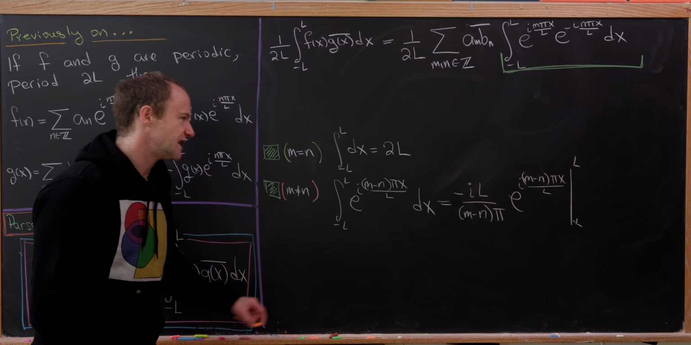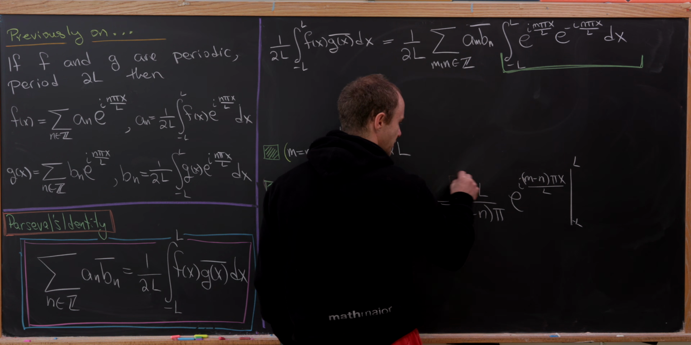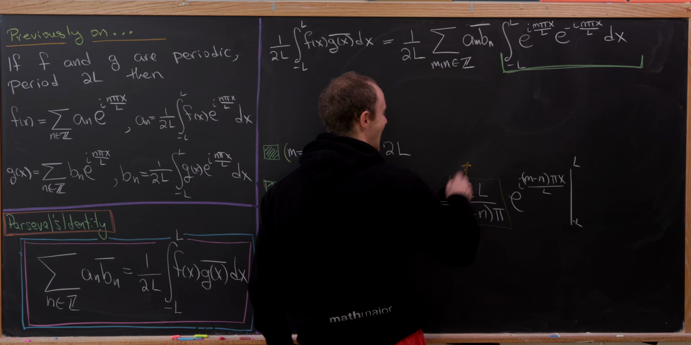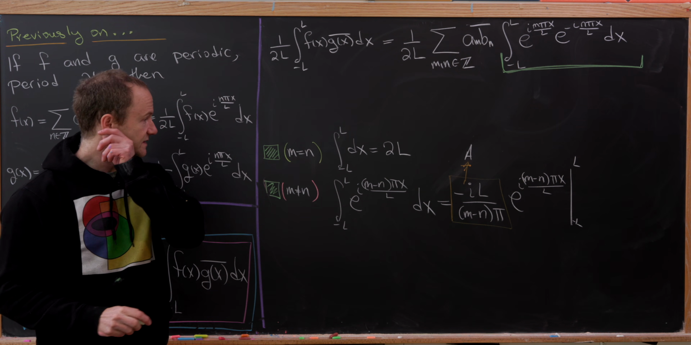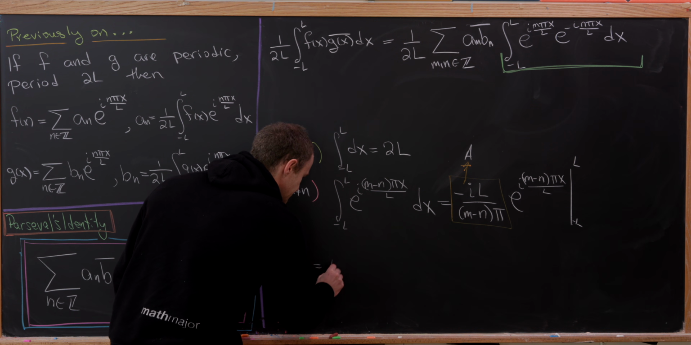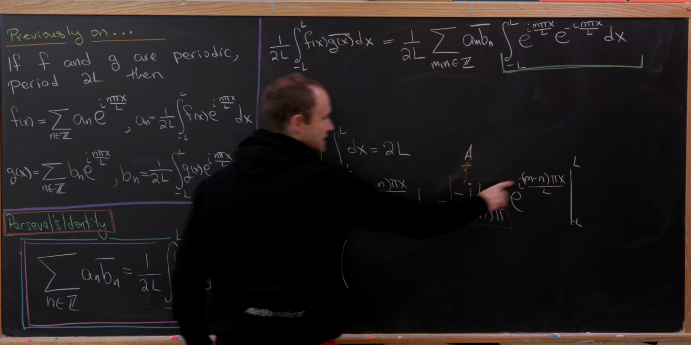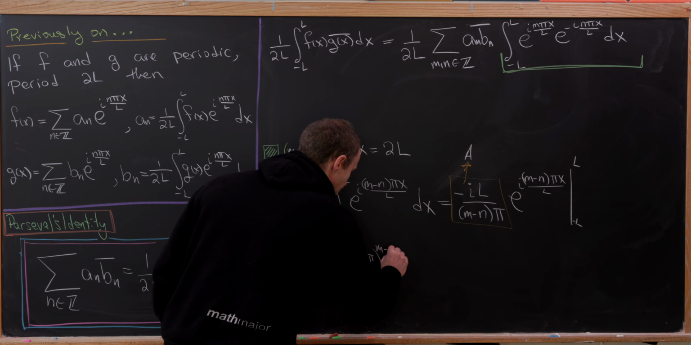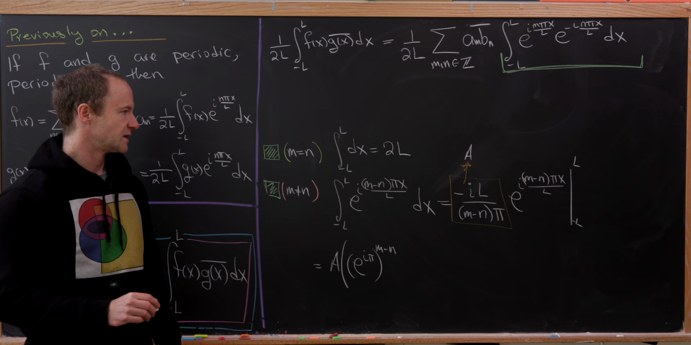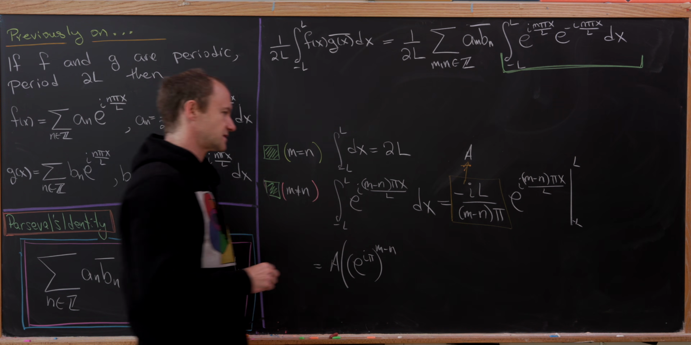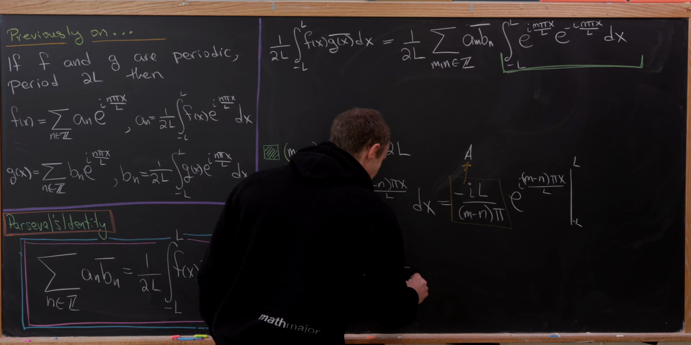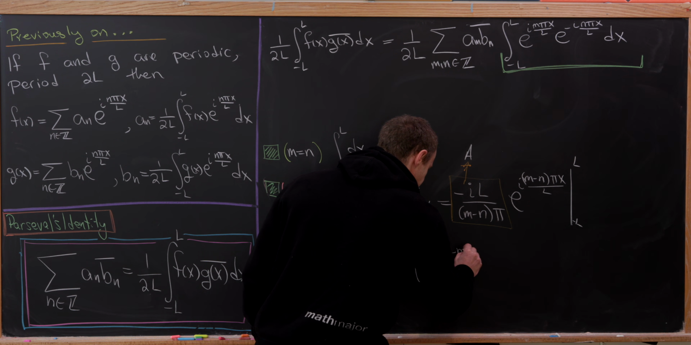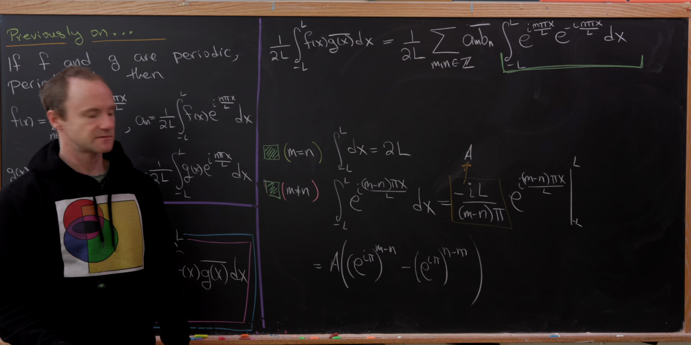And now let's introduce some notation just to make everything a little bit simpler. Let's put this constant and set it equal to capital A. Okay, great. And now let's see what we have. So we'll have A times, plugging L into this, e to the i pi raised to the m minus n. I wrote it like that for a reason. That's using exponent rules. Notice that the L cancels. And plugging minus L into that, we'll have minus e to the i pi to the n minus m, using fairly similar calculations.